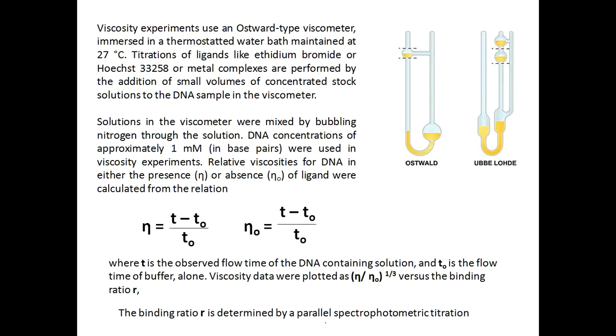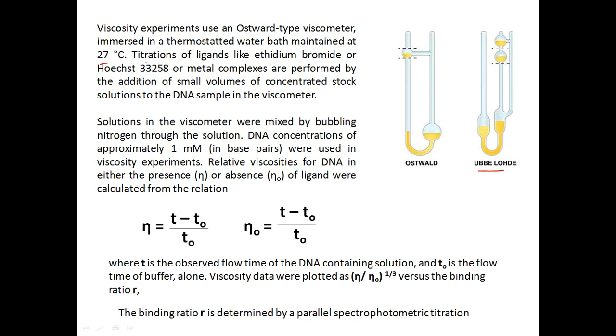So basically, the instrument used is a simple Ostwald viscometer, or a slightly modified Ostwald instrument called the Ubbelohde viscometer, where you take the buffer solution, the DNA and the ligand and measure the viscosity, or rather the flow time, right? The experiment is carried out in a thermostat at the required temperature, in some cases like 27 degrees Celsius.